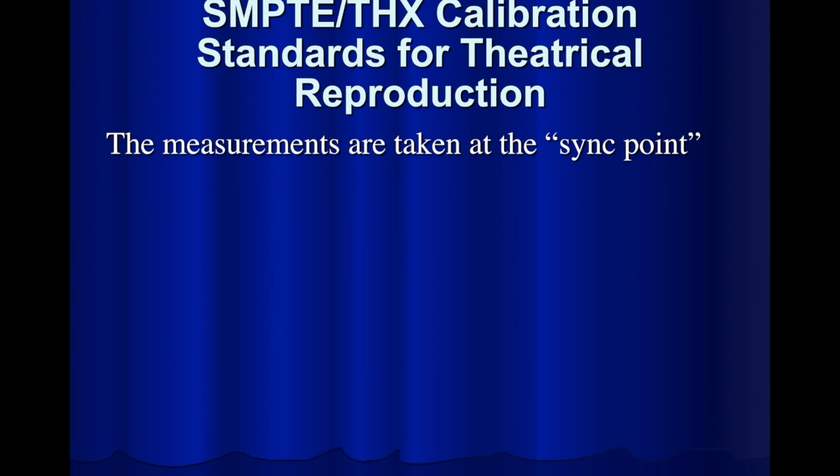Well, where are the measurements taken? You're probably wondering, do I put my calibration mic at 1 inch from the cone of the speaker, or 1 meter from the cone, or maybe out in the parking lot? Where do we put the measurement mic? The measurements are taken at the sync point, and sync point stands for synchronization point.